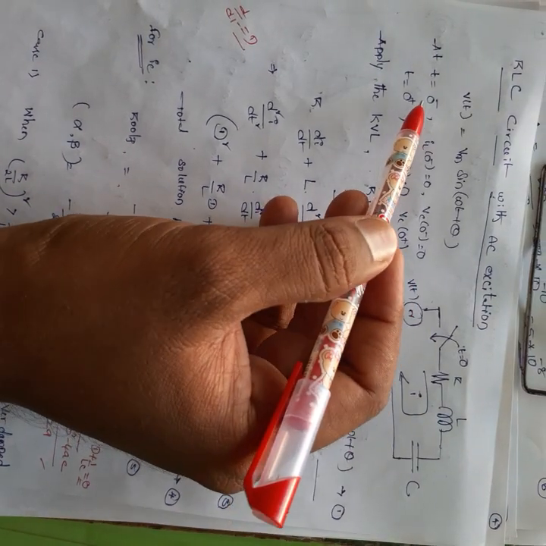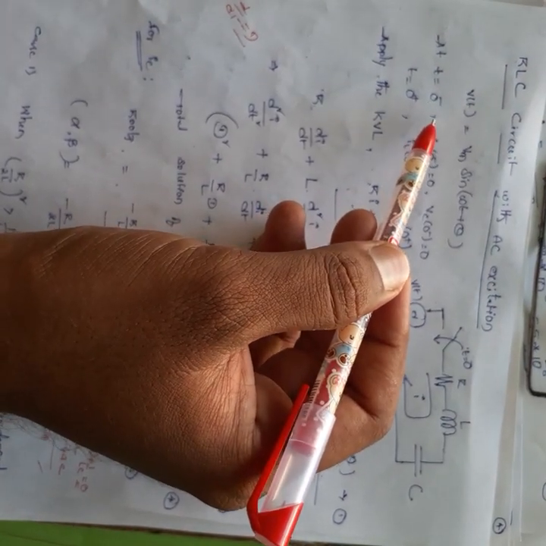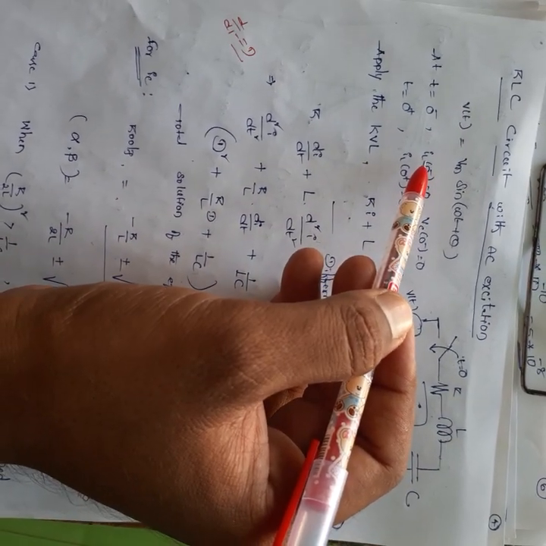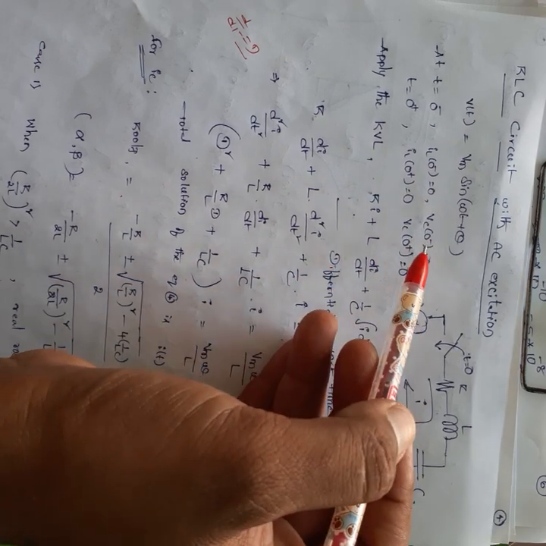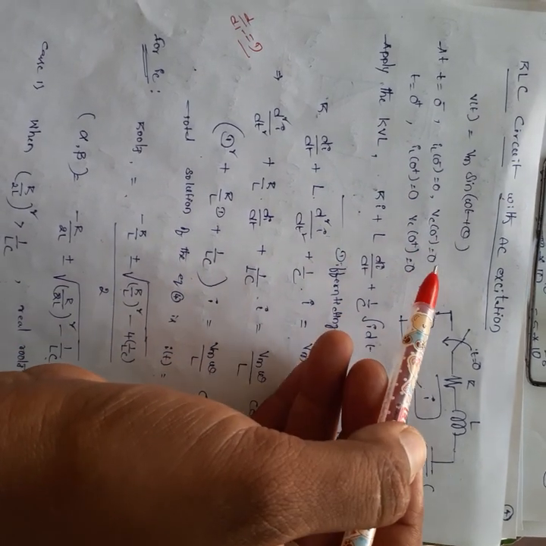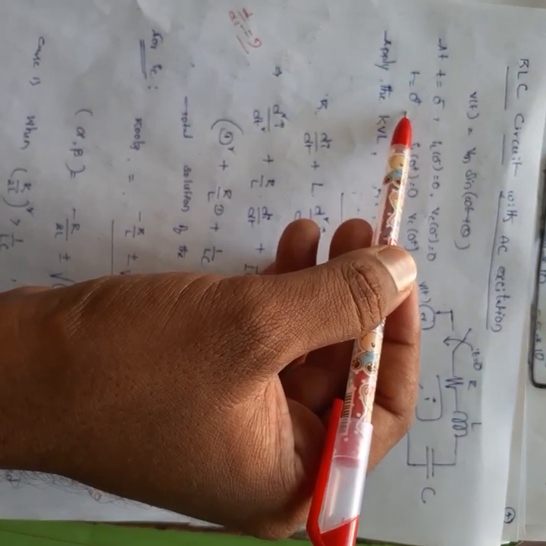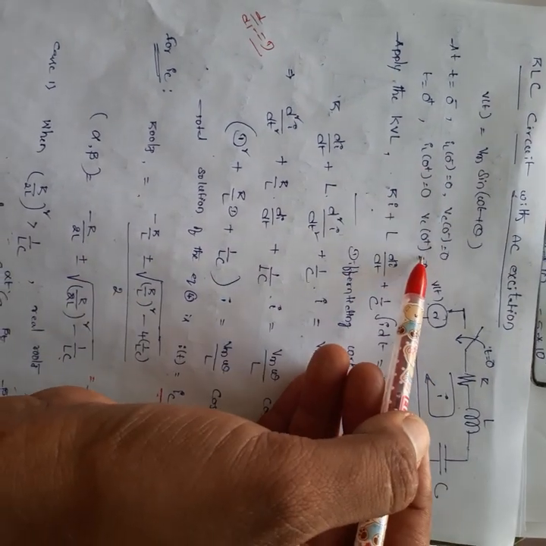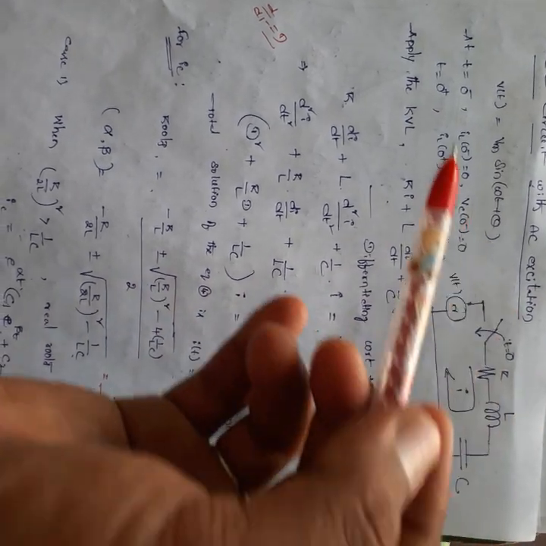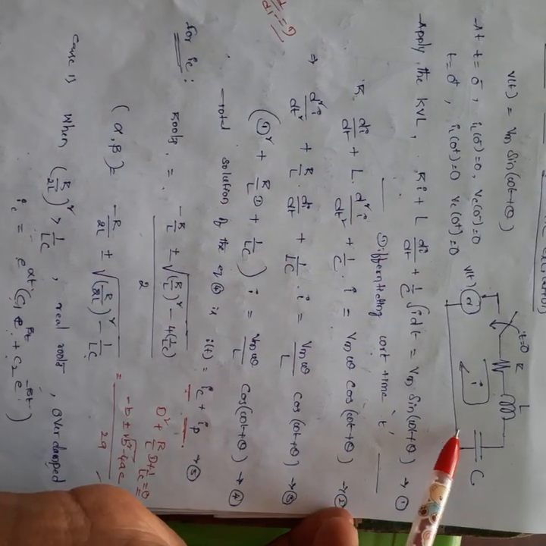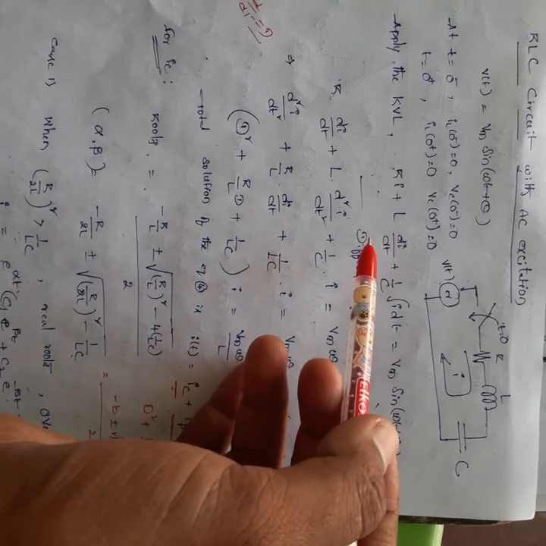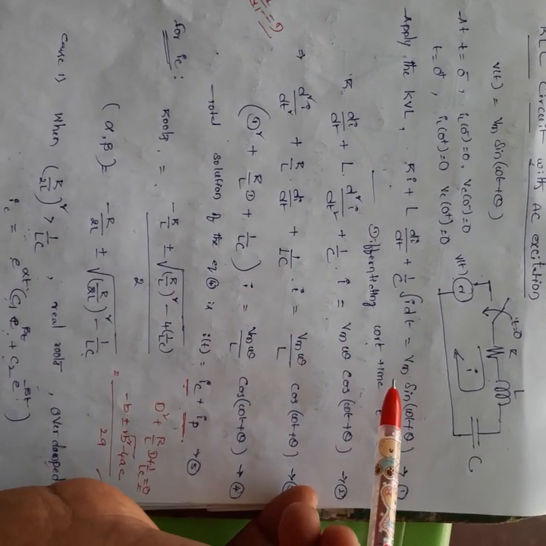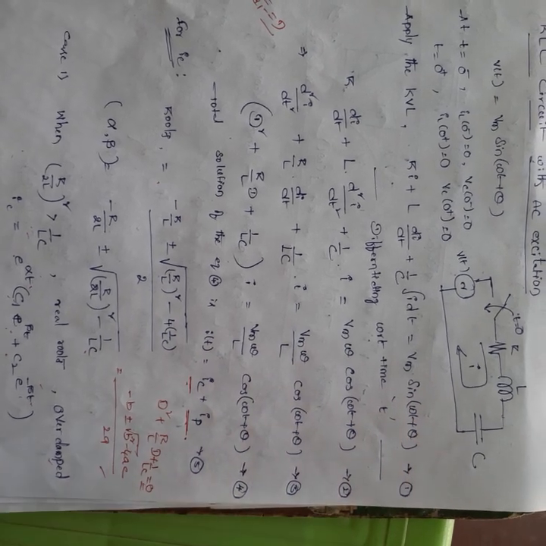Clearly observe t equals 0 minus, which is before closing the switch. The current passing through the inductor, iL, is 0 and the voltage across the capacitor is 0. Just after closing the switch, the inductor current is 0 and the capacitor voltage is 0. Applying KVL to this loop: Ri plus L di/dt plus 1/C integral of i dt equals Vm sin(omega t plus theta).